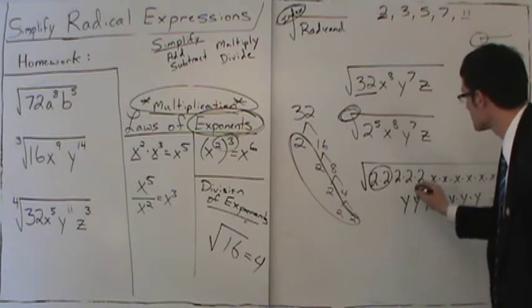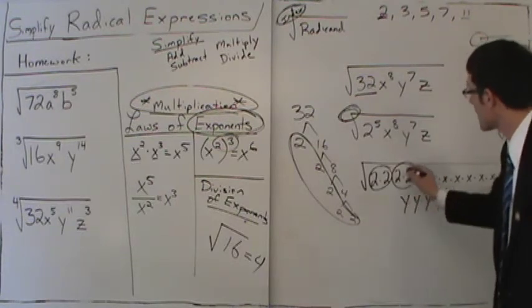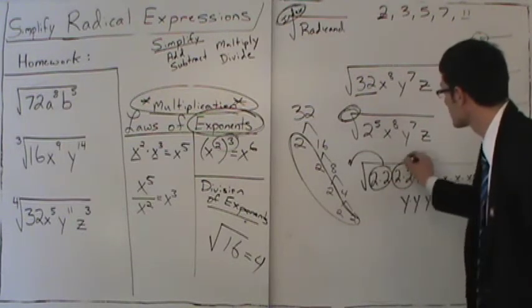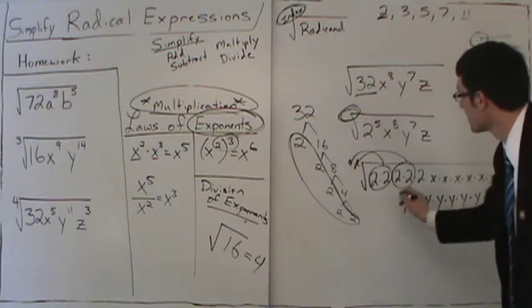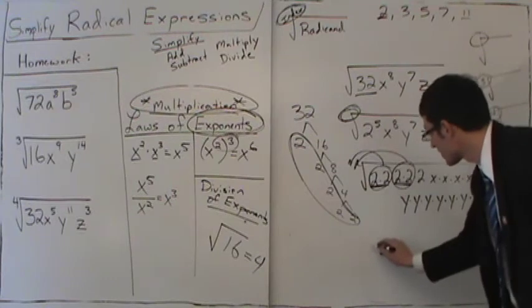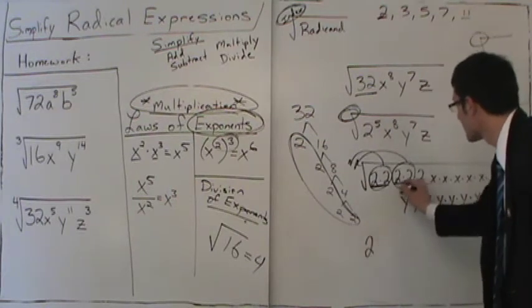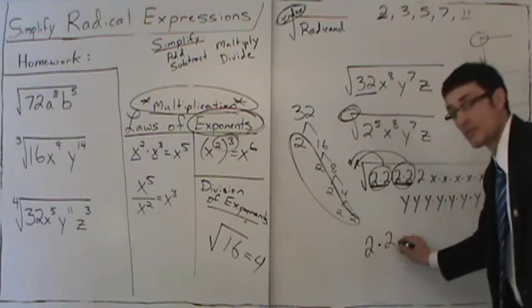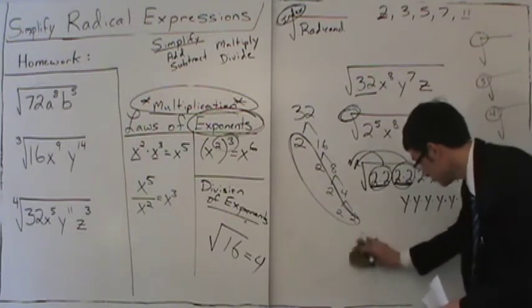We have a pair of 2's, a pair of 2's. Now remember, every 2 that comes out becomes what? Every group comes out becomes 1 on the outside. So since we have a pair of 2's, there's going to be a 2. We have another pair of 2's, there's going to be another 2. Multiply these together. 2 times 2 gives what?